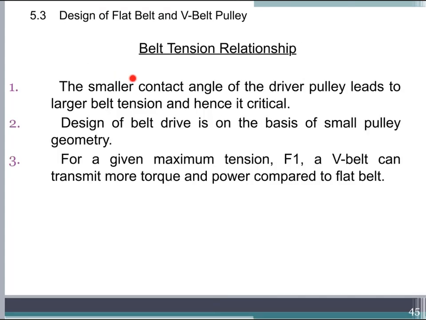The smaller contact angle of the driver pulley usually leads to a larger belt tension, and this is very critical. So usually the design of a belt drive is on the basis of small pulley geometry. So for a maximum tension F1, a V belt can transmit more torque and power when compared to a flat belt or round belt.